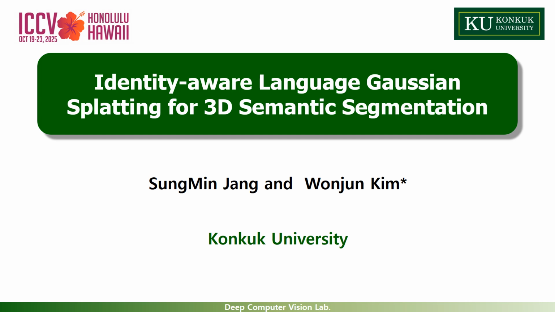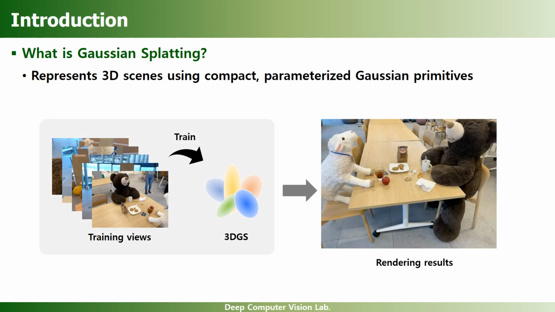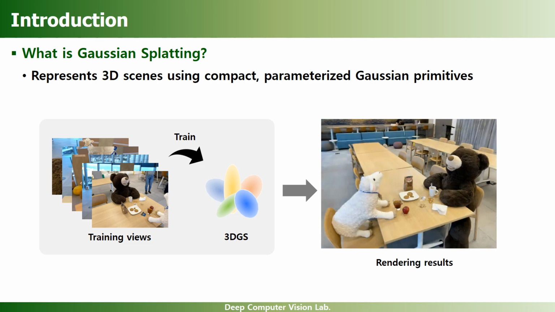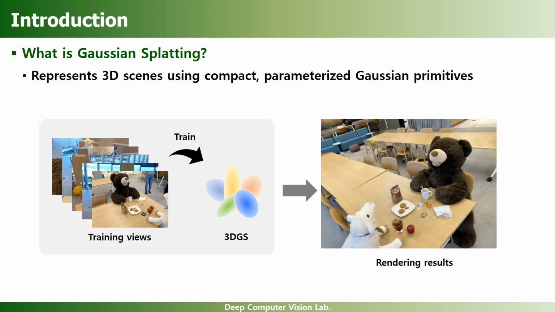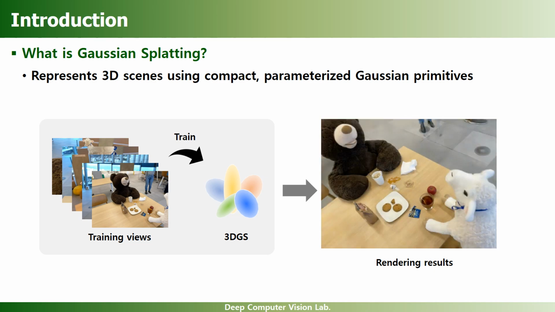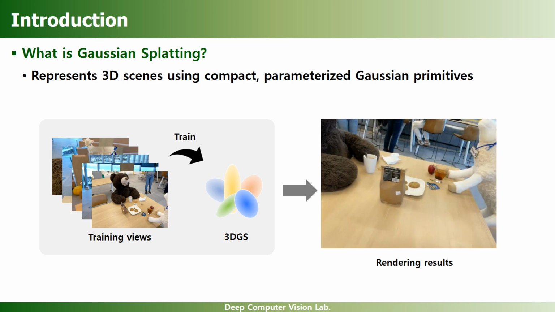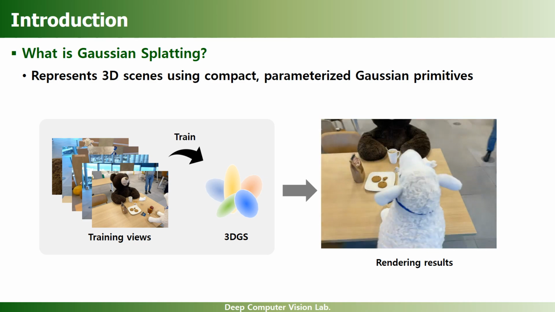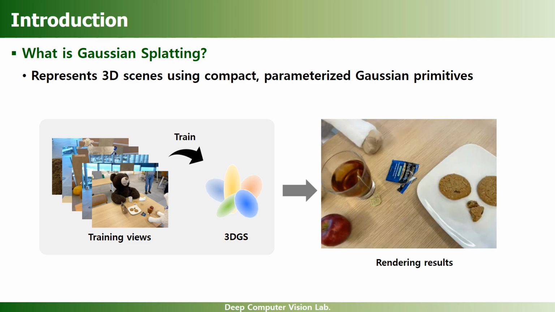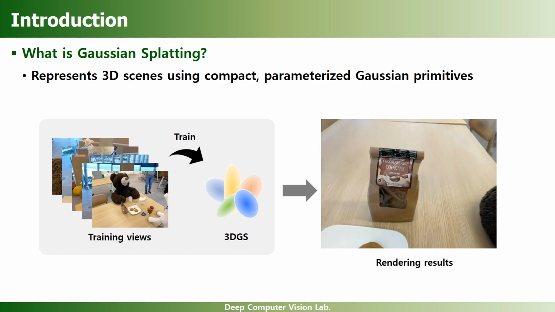In this video, we present a simple yet effective method for 3D semantic segmentation using Gaussian splatting. 3D Gaussian splatting is a powerful method for representing 3D scenes with compact, parameterized Gaussian primitives. However, this representation itself has no inherent understanding of language, making it incapable of handling open vocabulary semantic queries on its own.